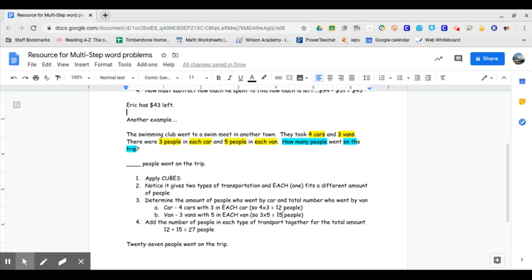How many went by car? How many went by van? So I get a total of 27 people. So on here, my answer is 27 people went on the trip. Okay, well, let me know if you need more help.